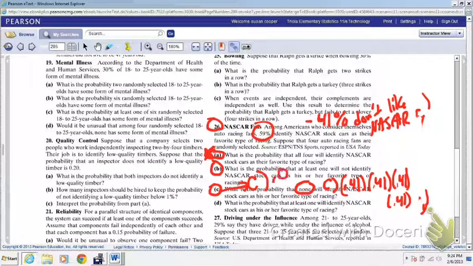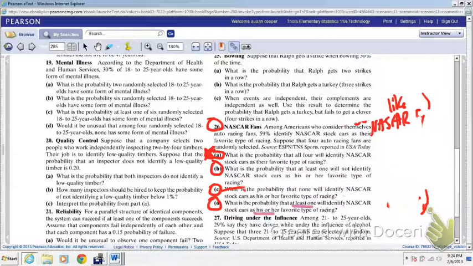So for part C, I can just write here, C is 0.028. Okay. Then, in part D, what is the probability that at least one, again, they're going to get us with that at least one, but they're always twisting the language. What's the probability that at least one will identify NASCAR as their favorite type of racing? So that I don't get tricked, I always map out the language.